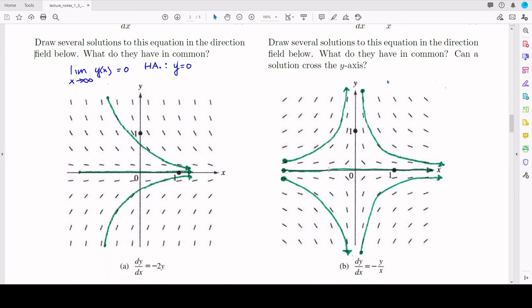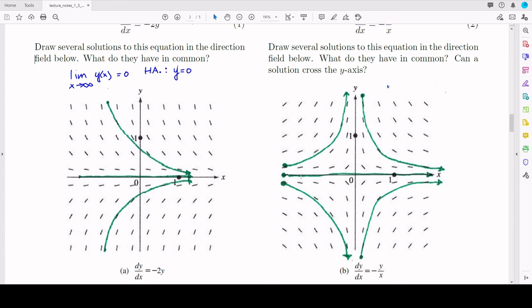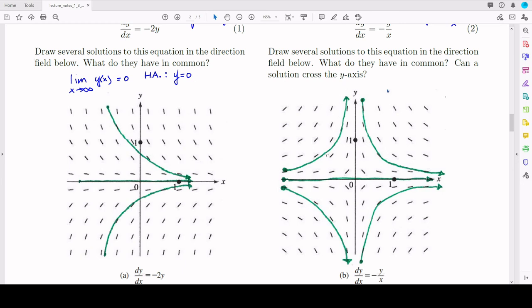And so aside from this special solution, we see that all solutions are confined to one quadrant, and if we're on the left side of the y-axis, we approach the y-axis if we go forward in time, if we follow our solution, and here if we go backward in time, we approach the y-axis.